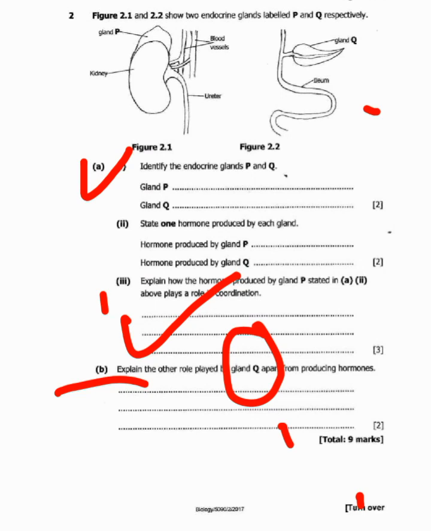As we answer this question, we just need to be straightforward. We just say gland Q plays a role in the digestive system by producing pancreatic juice, which contains an enzyme called pancreatic amylase, and it breaks down starch to maltose. We would have answered this question as it was needed. What is important is that when answering questions like this, we do not forget the biological terms that we are supposed to use, so that our answers show that we are biologists, not general answers.